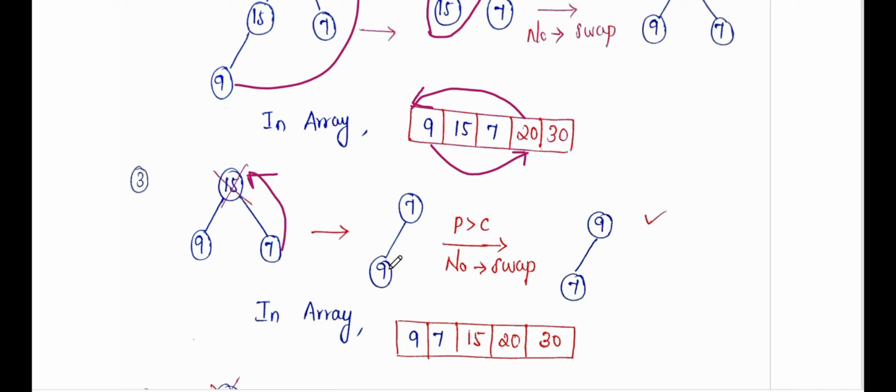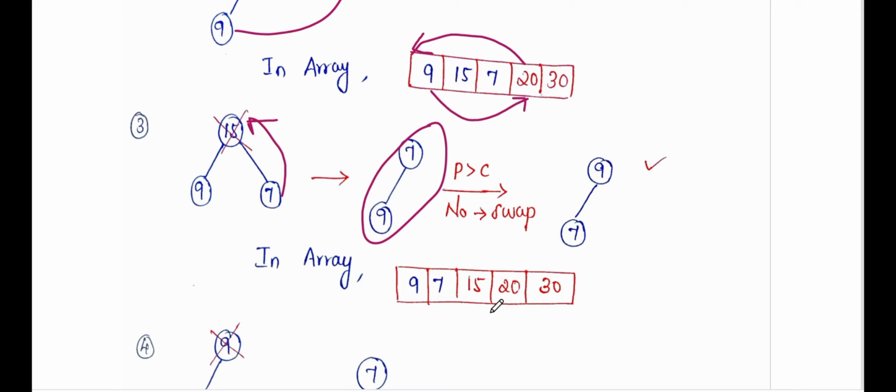Then check the max heap property. Here 7 is less than 9. Okay, so update it. Swap these two variables. So 9, 7. This is the max heap. So update the same in the array also.